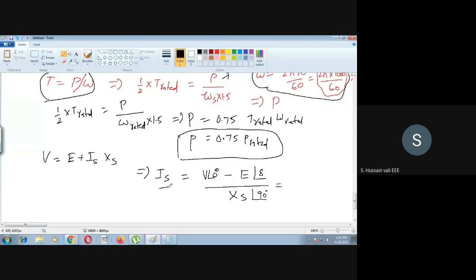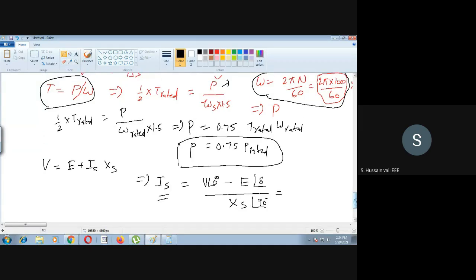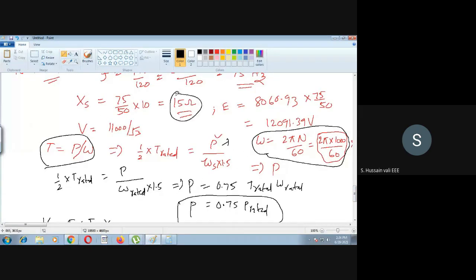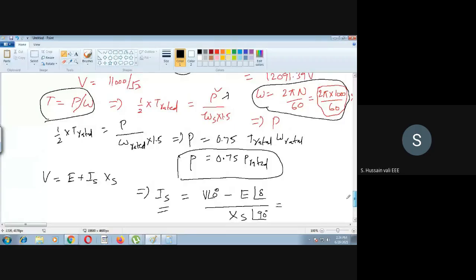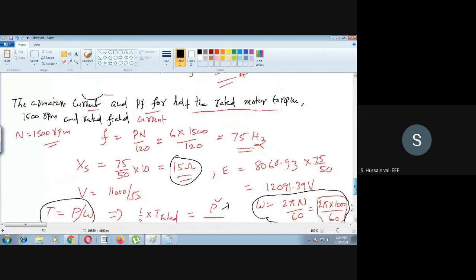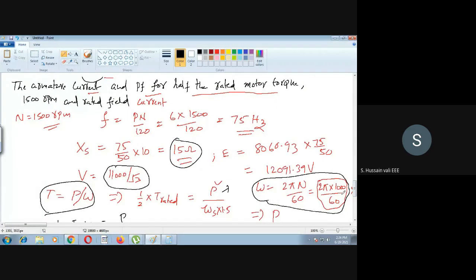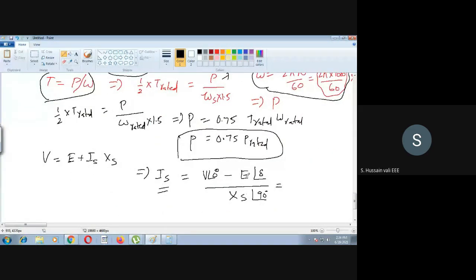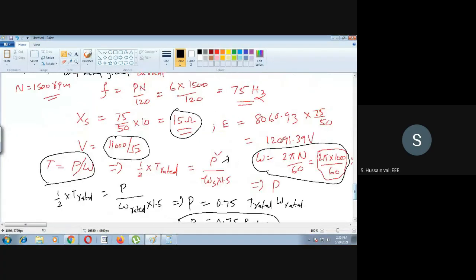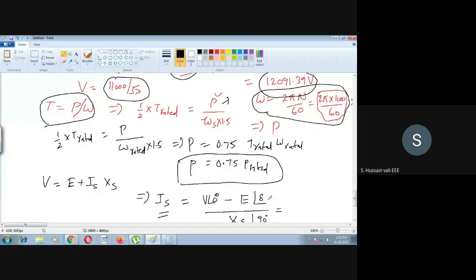Now to find the armature current, what do you require? XS we can find ourselves; just now we found it becomes 15. Then V at an angle 0 we also got, because you maintain the voltage constant above rated frequency, so 11,000 by root 3. What is the new E value? We found it as 12,091.39 volts. The only thing left here is delta, which we don't know.